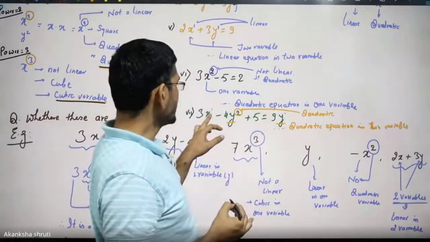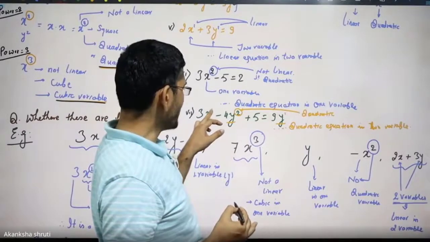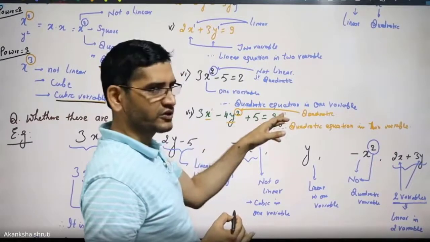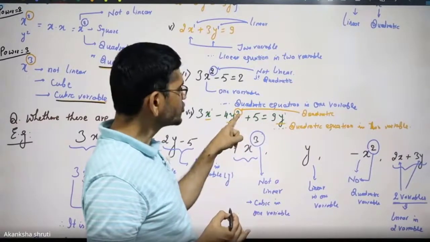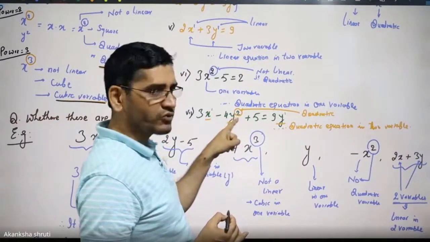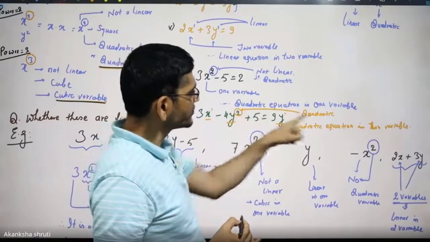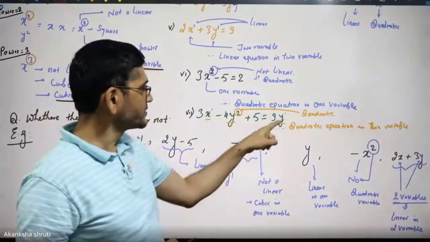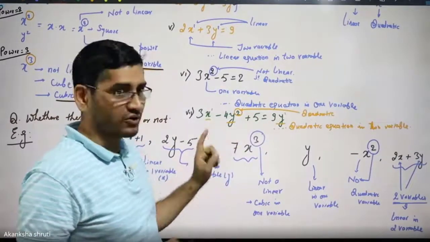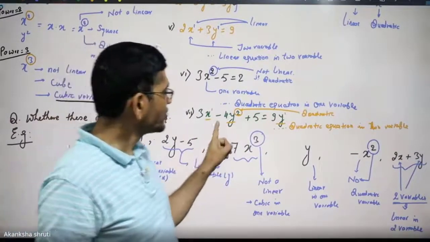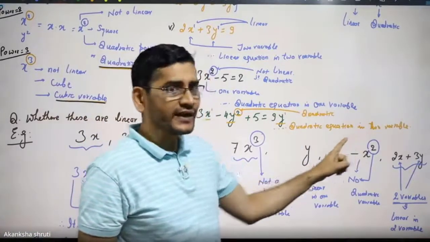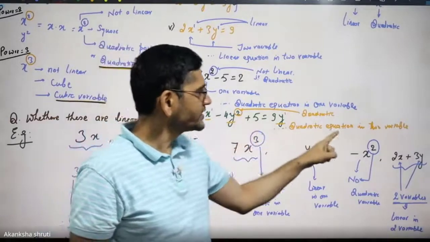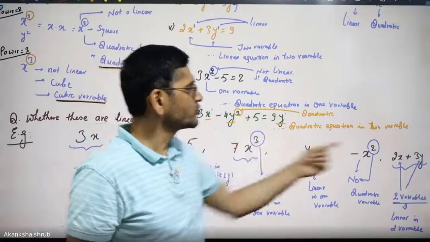Students, for x the power is 1, for y it is 2, though 1 is also there. So we need to take the power 2, meaning y square. So it gets converted into a quadratic equation, not linear. Though the linear terms like y and x are also present, which kind of equation this is, is decided by the highest power of the variable. So it is a quadratic equation in 2 variables.